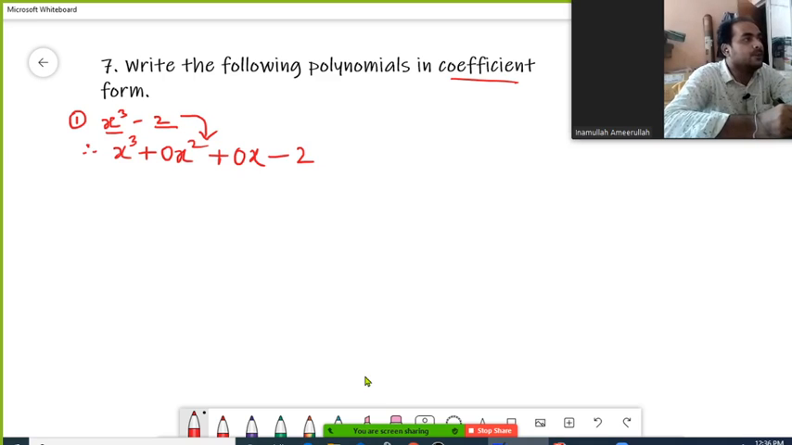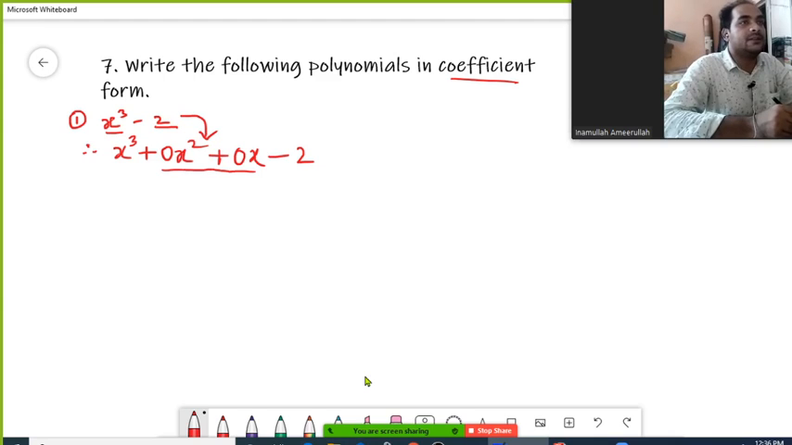Because cube is given, and 0 is given. In between cube and 0, two powers are missing, that is 0x square and 0x. Power 2 and power 1 are missing in the polynomial, so those two can be considered as 0x square and 0x raised to 1. Now the question arises, if you add these two terms in the given polynomial, does it make any change to the original polynomial? So the answer is no.